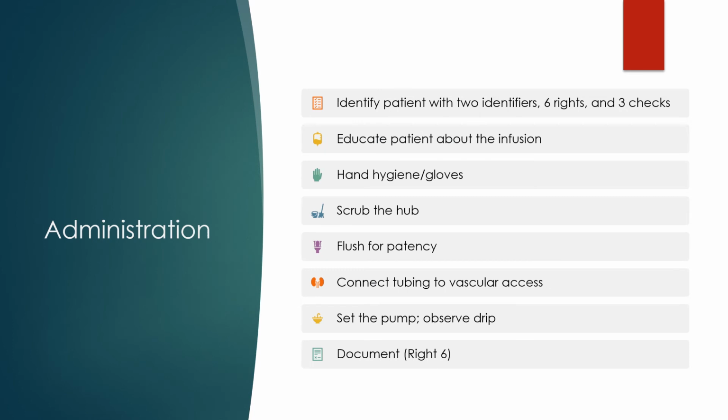So this is just a recap slide. When we're doing administration, we're going to identify our patient, right? Name, date of birth. We're going to do our 6 rights and our 3 checks. We're going to educate them about the infusion. We're going to do hand hygiene, wear gloves, scrub the hub for how long? 30 seconds. We're going to flush for patency. We're going to connect the tubing to our vascular access, set the pump, observe the drip, and then document, while always observing your patient's site.